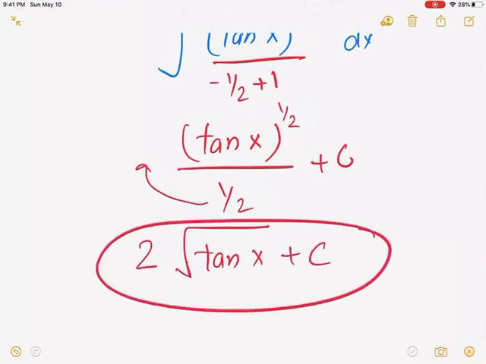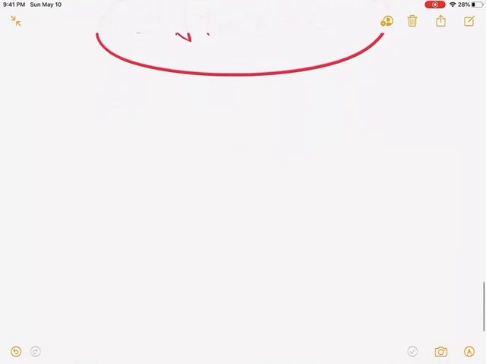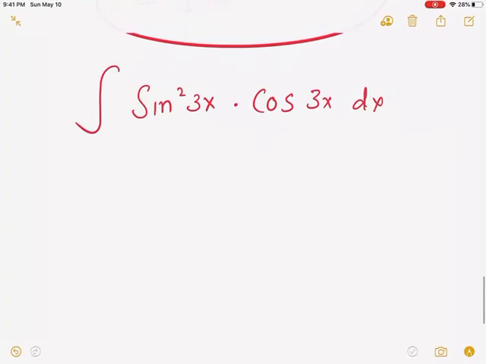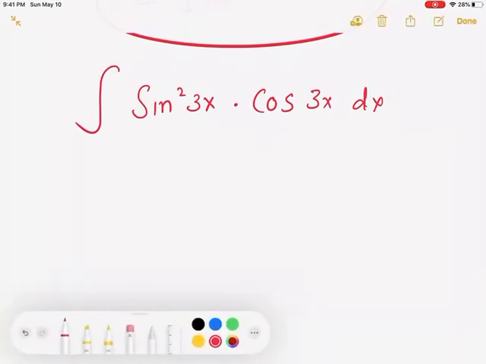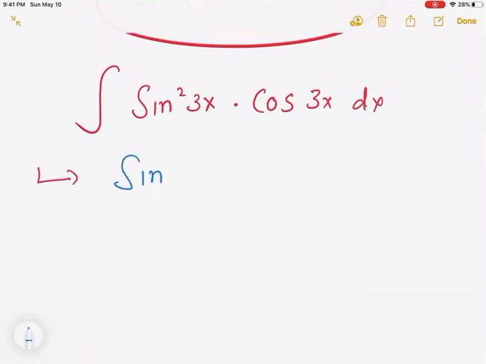I have one more to show you. Let's say this is example number 5. Again, I'm going to show you pattern recognition, because if you can figure out the pattern, these problems are seriously the easiest ones, I would say. So let's say I see sine squared 3x times cosine 3x dx. First step, you need to identify the original part. Let's rewrite it first so that you can actually see that happening. This is what I have.